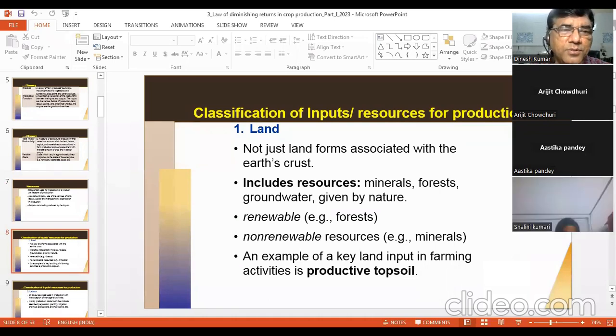Non-renewable resources are also there, like minerals or petroleums. An example of a key land input in farming activities is productive topsoil. So whatever natural resources are seen by us, they are part of land in economics. So even your light, wildlife, they are also kind of land, sunlight.